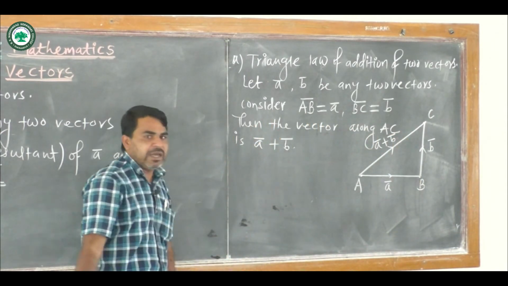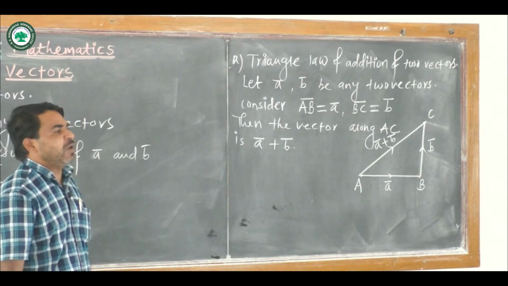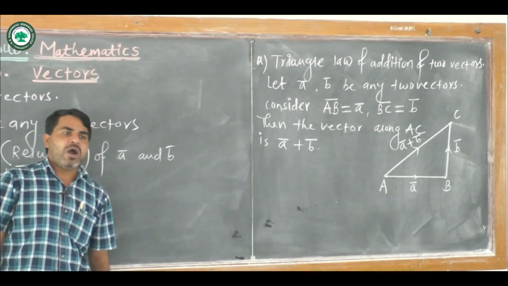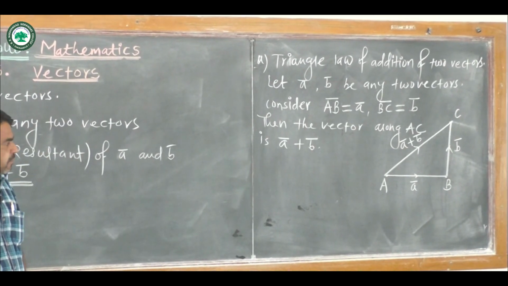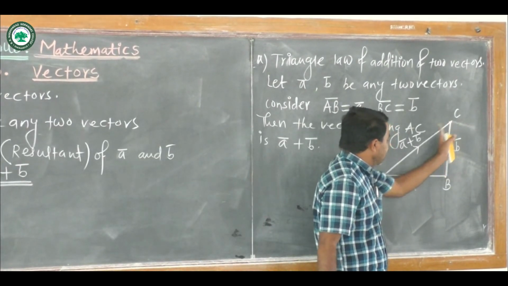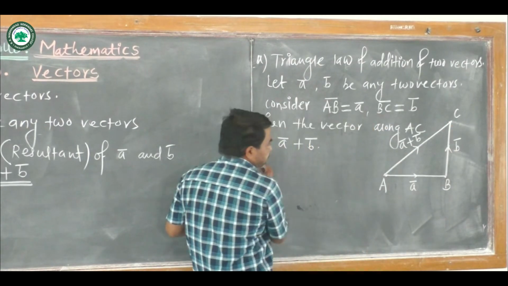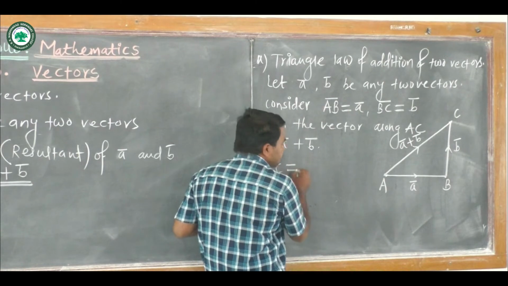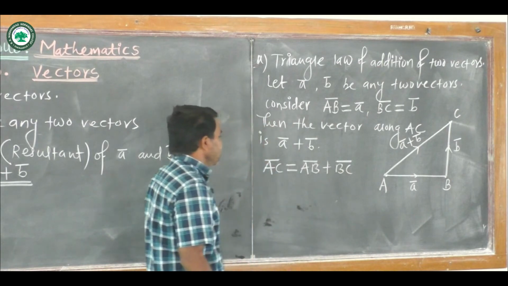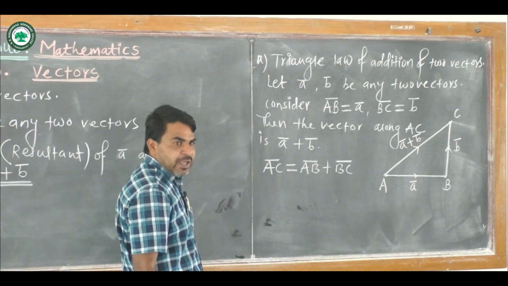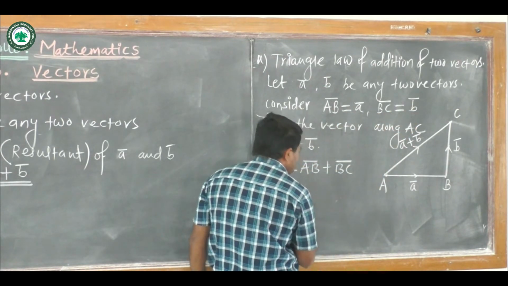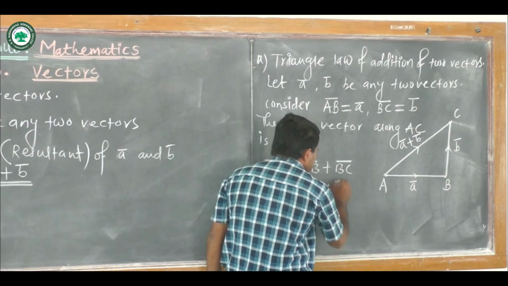And afterwards, at the last, we get a triangle. So that's why this law is known as triangle law of addition of two vectors. So AB bar plus BC bar is AC bar. Therefore AC bar is equal to AB bar plus BC bar. What is AB bar? A bar. What is BC bar? B bar. So therefore AC bar is equal to A bar plus B bar.